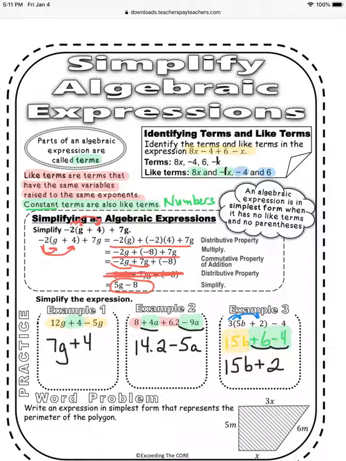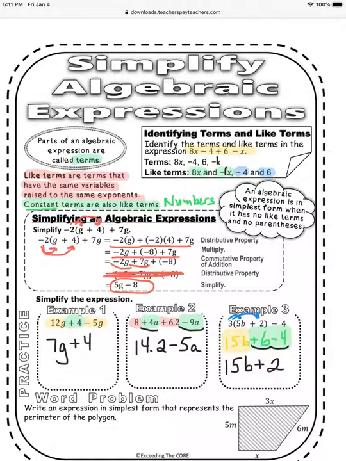You can't take 15 bananas and add it to $2. You can't say that now you have 17 bananas. Lastly, let's look at the word problem. Write an expression in simplest form that represents the perimeter of the polygon. Remember, in order to find perimeter, we add up all the sides.